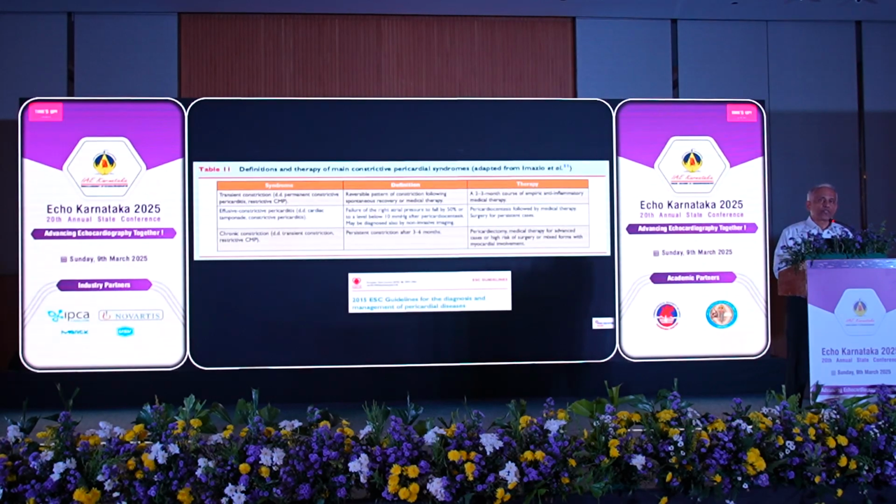Then when it comes to management, of course, most of the times it will be surgery. So they have to strip the pericardium, and this has got its own problems, and that is left to the surgeon. And sometimes it's successful, sometimes it's partially, and sometimes it may not be. So that again depends on how bad the pericardium is.